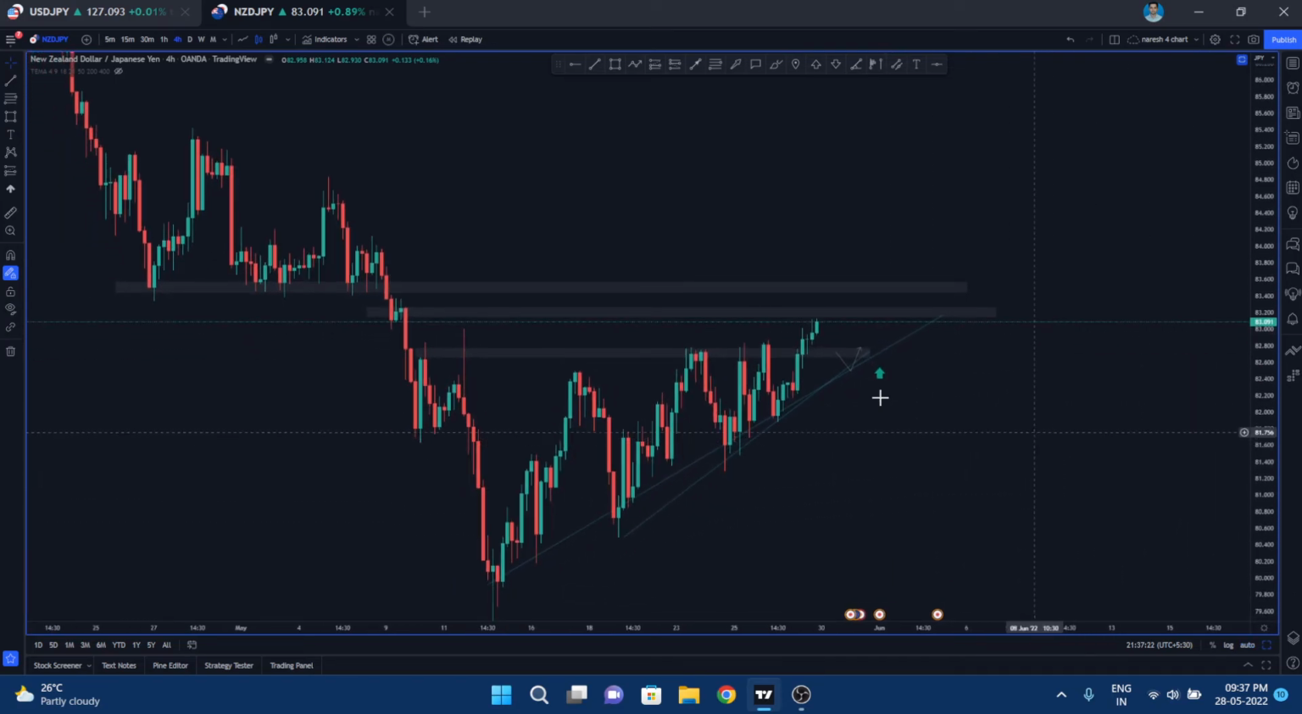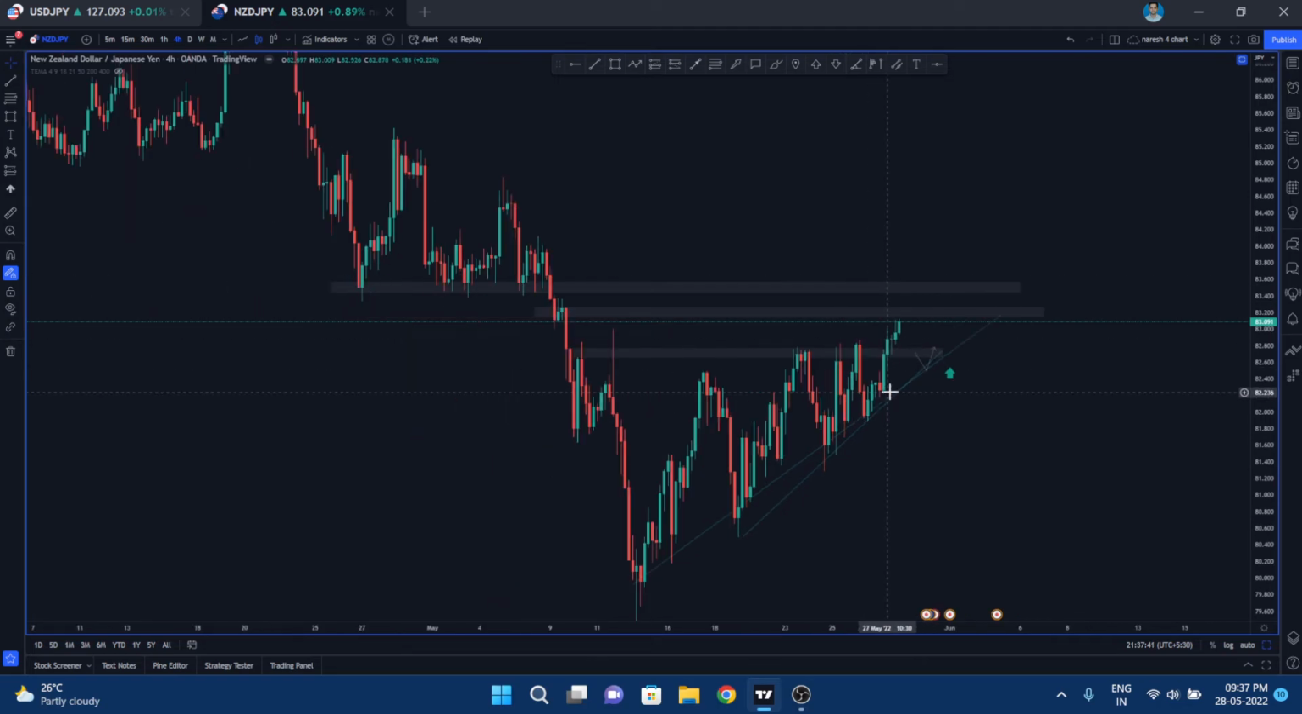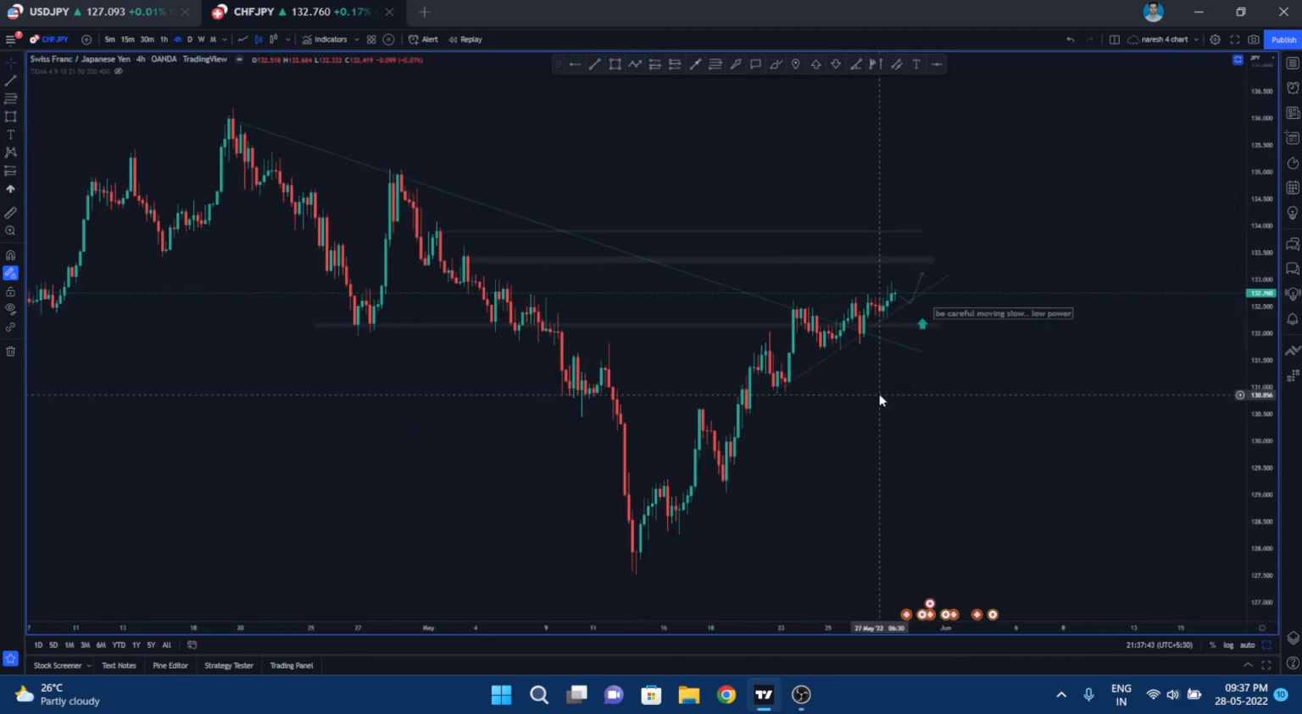Okay, so NZD JPY is also similar, guys. Nothing too much to say here. It is making a high here in the 4 hour time frame as well. I'll be waiting for the pullback to this trend line again. If it is forming a good engulfing candle, I'll be looking for long entries, and this would be the first resistance area, this would be the second resistance area. So I'll be targeting this area, guys. So that would be for NZD JPY.